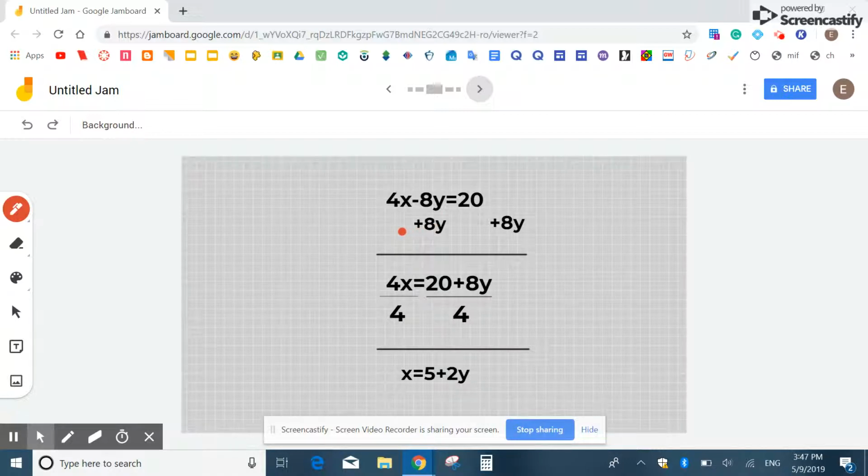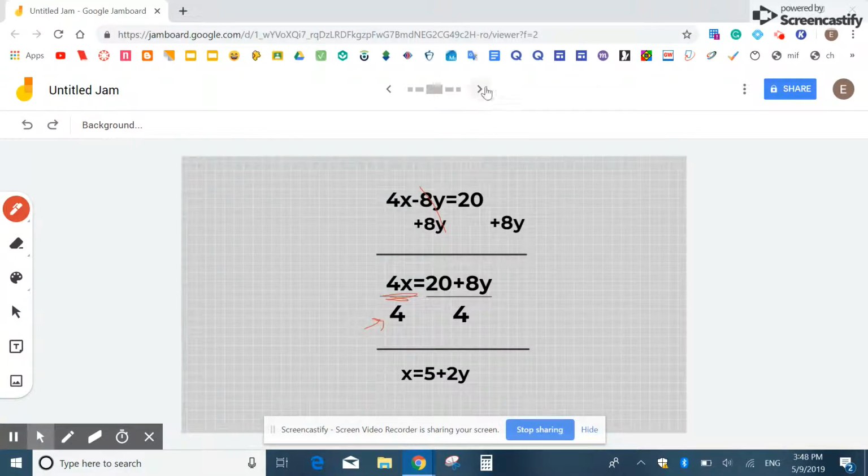And whatever you do to one side, you have to do to the other. So this goes away, and then the 8y is now added to the other side. So you have 4x equals 20 plus 8y. And the variable is still not by itself. X still has 4 with it. So what we can do is divide by 4, but we have to do it to both sides. And once we divide by 4, we have x equals 5 plus 2y.